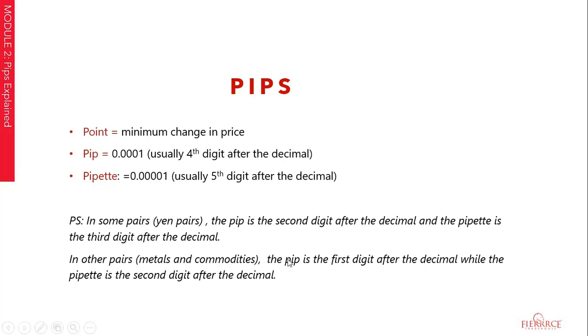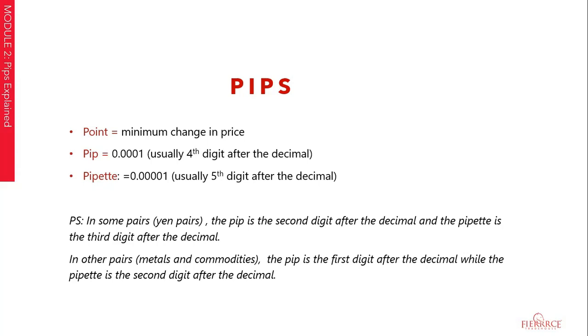Now, in other pairs, metals and commodities, the pip is the 1st digit after the decimal. That means in metals and commodities there are mostly only 2 digits. Even if it's quoted with 3, just know that there's supposed to be 2 digits after the decimal. So the 1st digit is the pip, and the 2nd digit is the pipette.